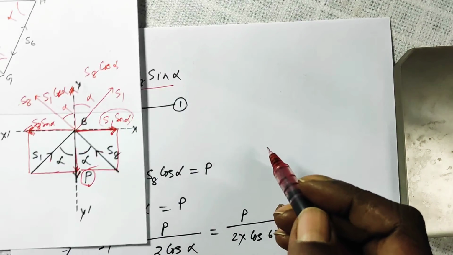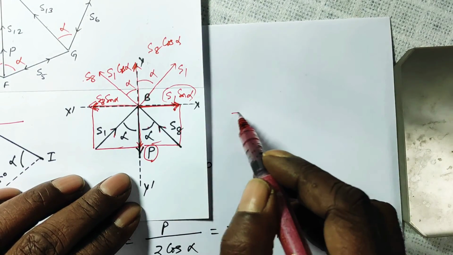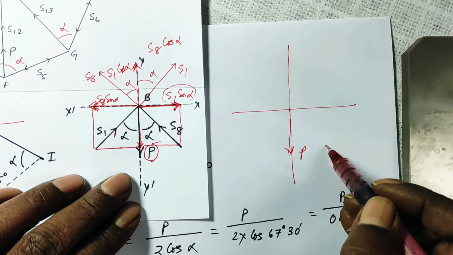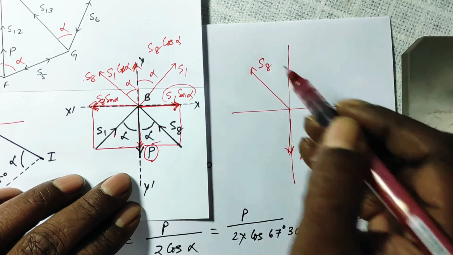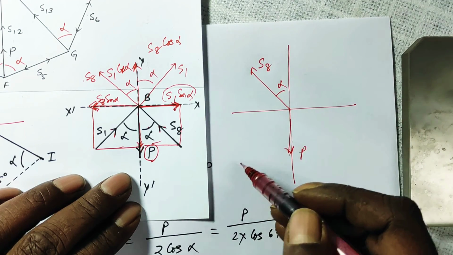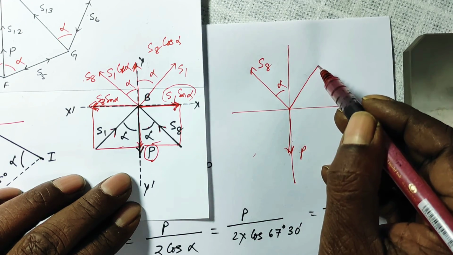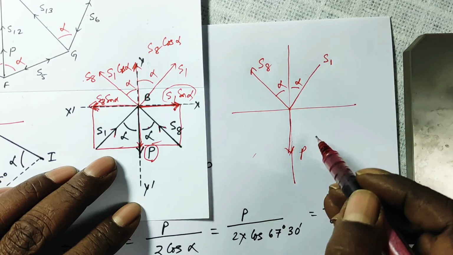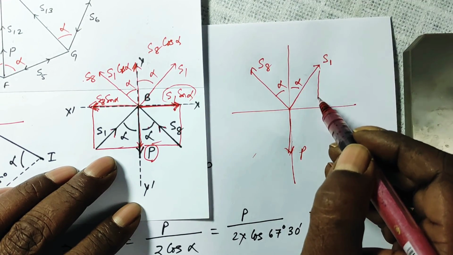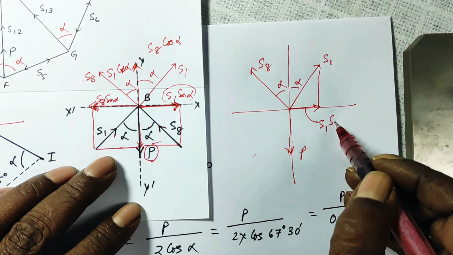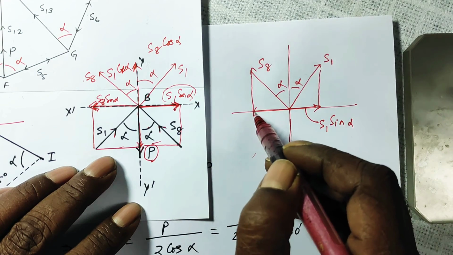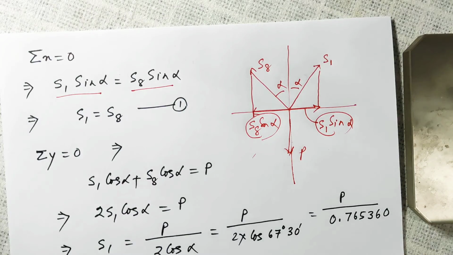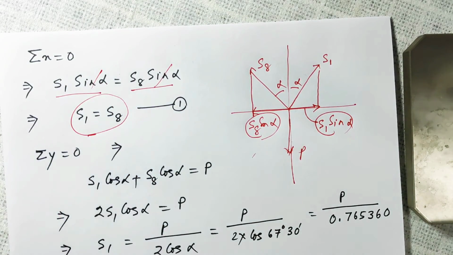Let me redraw this diagram for you for better understanding. This was your x-axis, this was your y-axis, P was to this side. This was your S8, from here to here, making this angle alpha, and this was your S1. I can show it here because a vector can be translated parallel to itself. This is alpha. So drop a perpendicular, this much will be your S1 sin alpha. Drop a perpendicular, this much will be your S8 sin alpha. So they must be equal and opposite to make sigma x equal to 0. So sin alpha cancels, S1 is equal to S8.